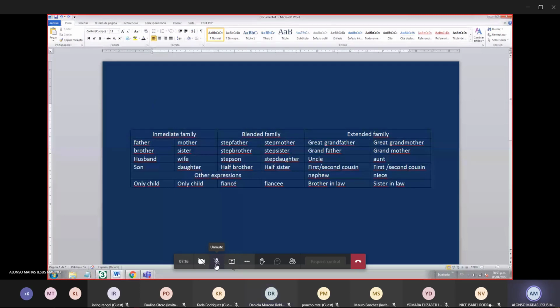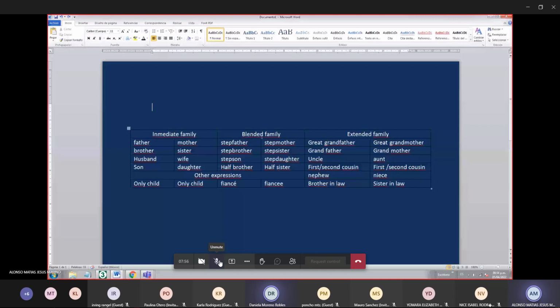Who wants to read the immediate family section? Who wants to participate reading the immediate family section? Father, mother, brother, sister, husband, wife, son, and daughter. And also we have only child, okay?